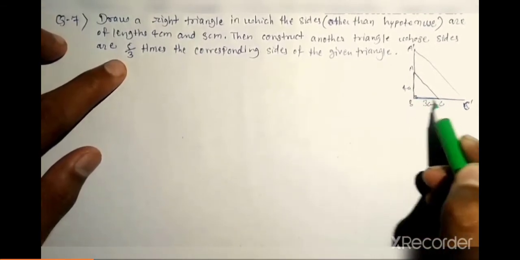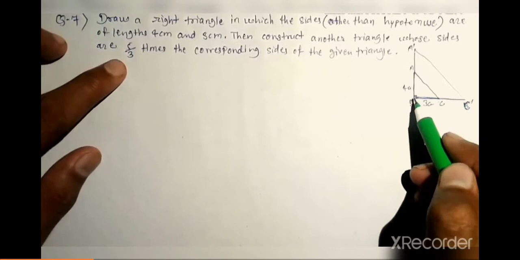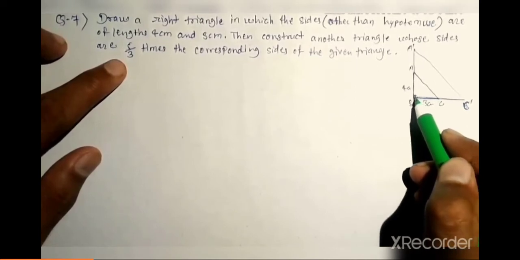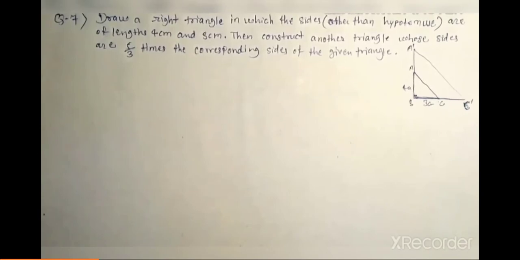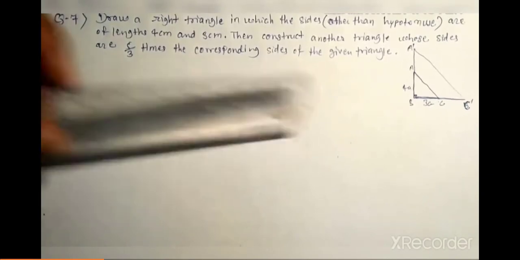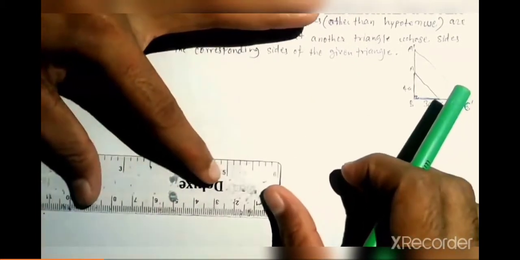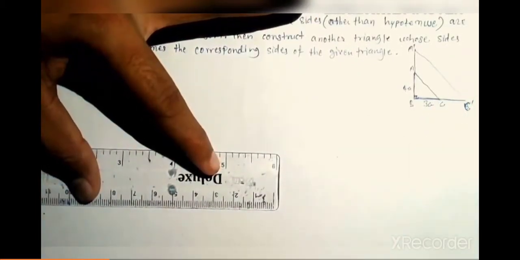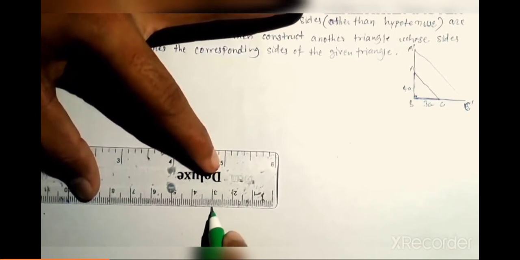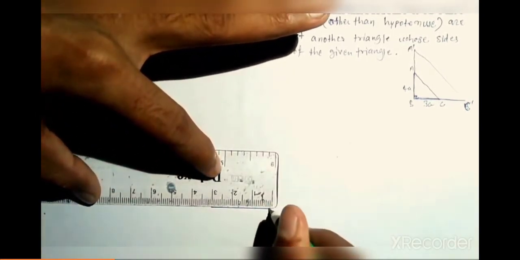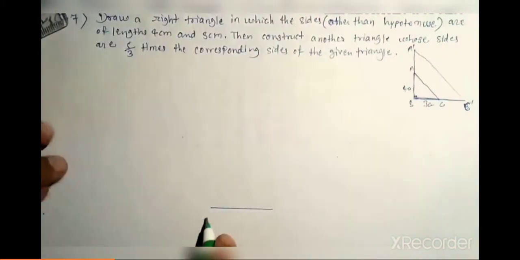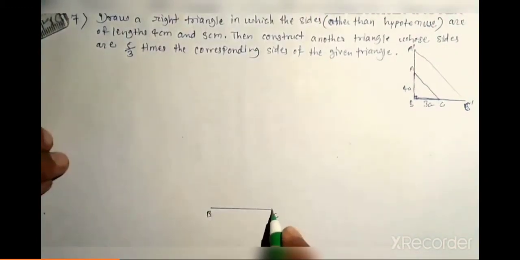How are we going to construct? The procedure is the same as what we have done in the previous part 2 and part 3, and the same thing we are going to do here in part 4. So draw a line segment of 3 centimeter from B to C, and mark it as BC.